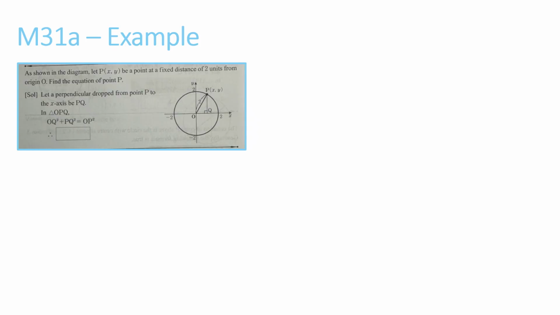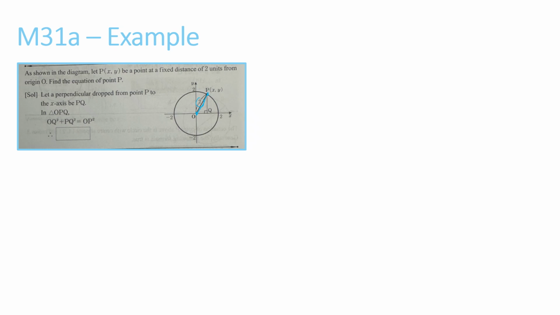First question is the example. Let point xy be a point of a fixed distance of 2 units from the origin. So this is the origin here, O, and this is point P, and it's 2 units. We can see it with the number 2 here. Find the equation of point P, this point here.